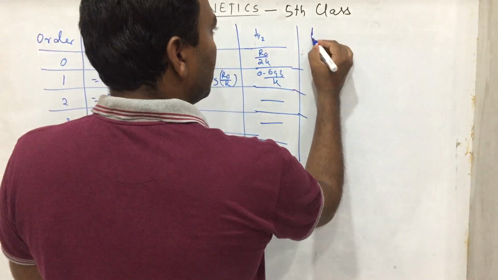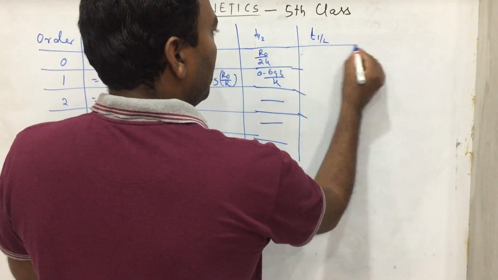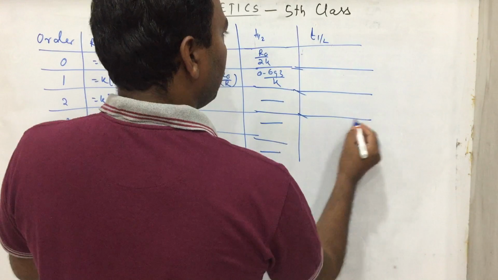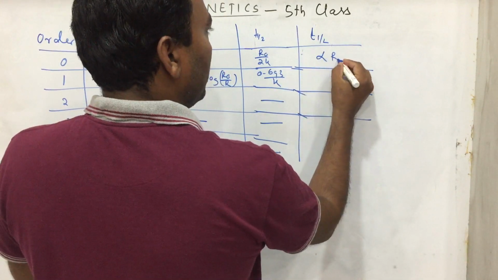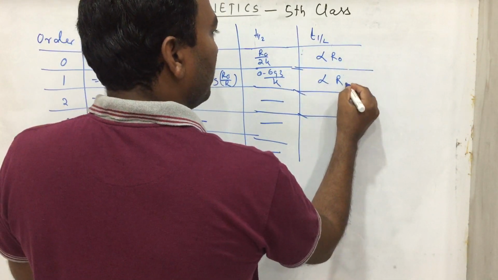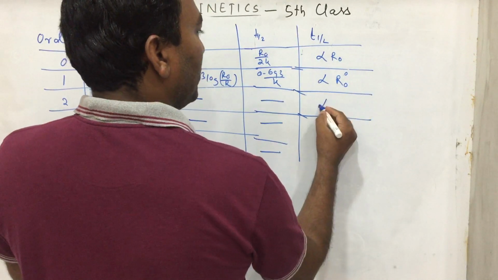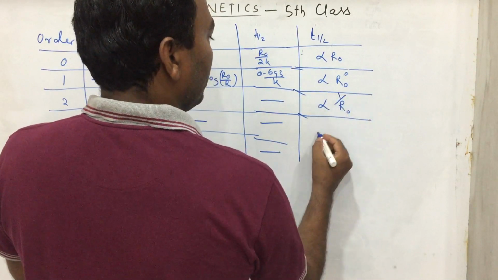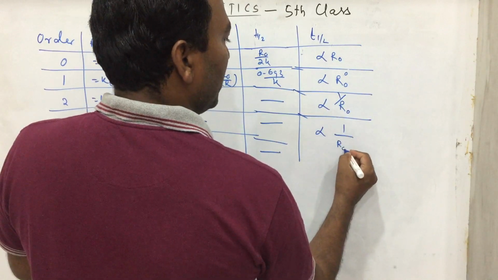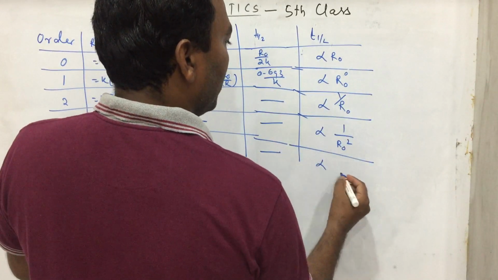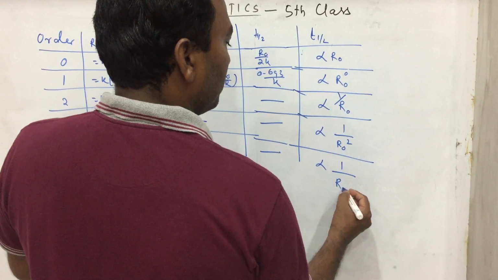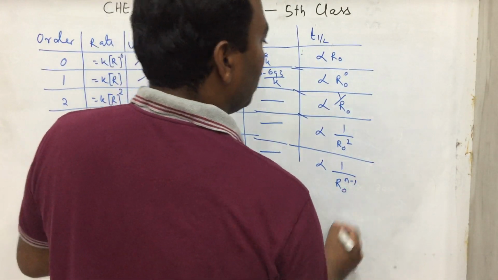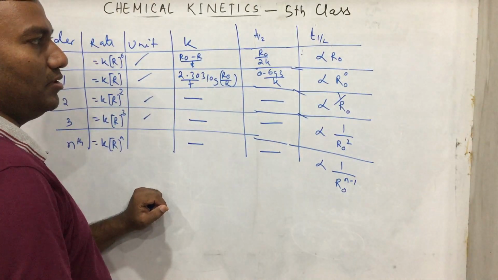Here we can write like this: T half is directly proportional to R naught to the power 0. Directly proportional to 1 by R naught. Directly proportional to 1 by R naught square. And for nth order, directly proportional to 1 by R naught to the power n minus 1. This format is easy, you remember.